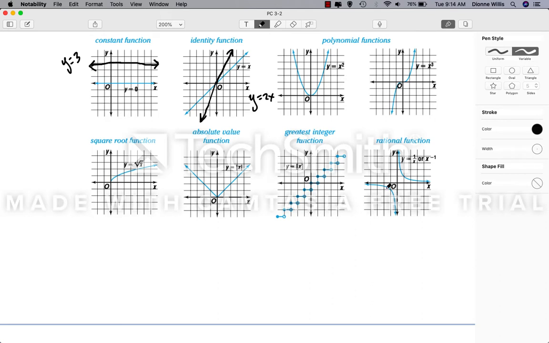And then finally, a rational function where we have 1 over x, which gives us this hyperbola kind of on a diagonal in a sense. And these will be the ones that we will play with in this chapter. So let's go ahead and take a look at some examples.